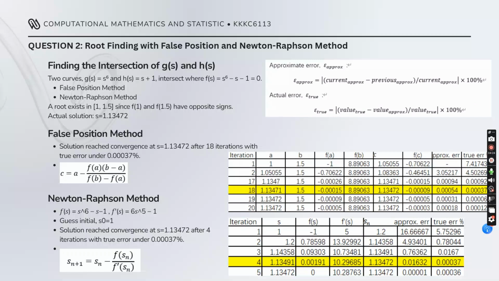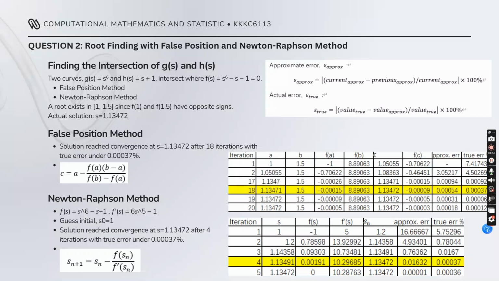The objective is to determine the intersection point between the two functions g of s equal s to the power of 6 and h of s equal to s plus 1. To solve this problem, I first rewrote it as a root finding problem by defining a new function, f of s equal s to the power of 6 minus s minus 1. The root of this equation corresponds to the intersection point of the original two functions. The given interval is from 1 to 1.5.